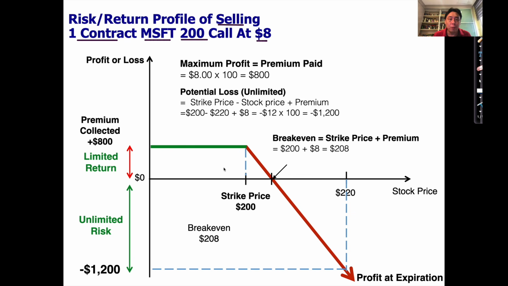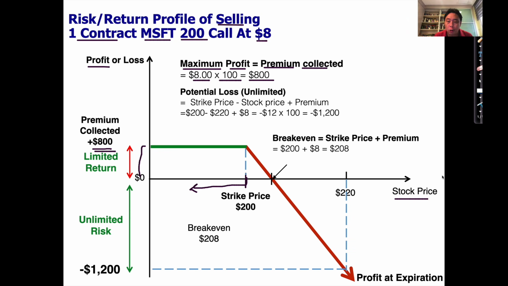Your maximum profit would be the premium that you collected. You can't get more than a premium, correct? So again, if you look at the profit, the maximum profit that you see here would be $8 times 100, $800. Once again, the maximum profit would be the premium that you've collected, which is $8 times 100, $800. So as long as the stock price stays at 200, or the stock price falls below 200, you will keep that maximum profit.